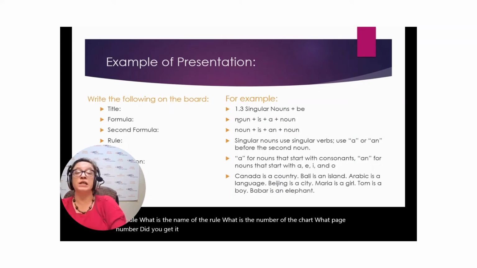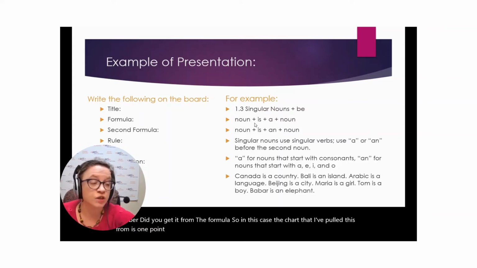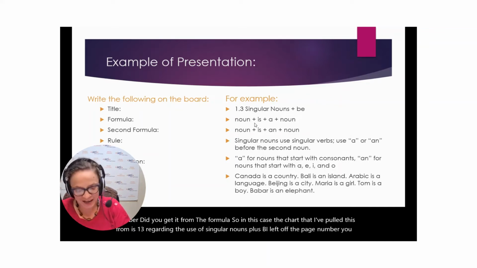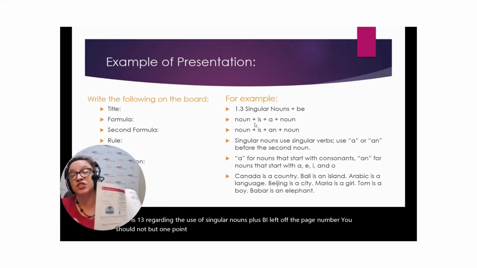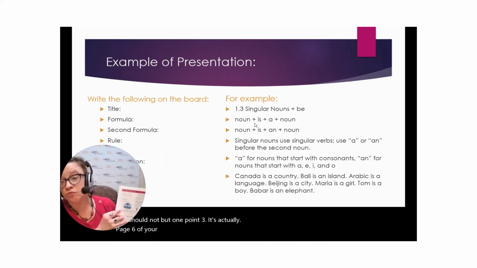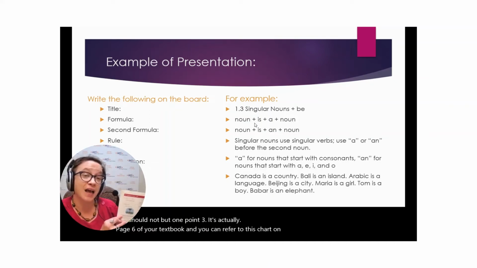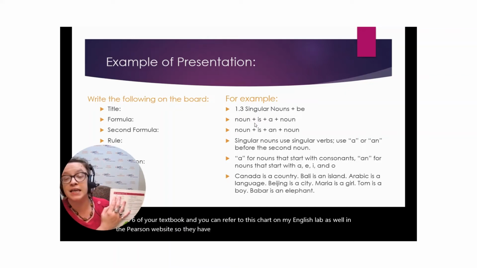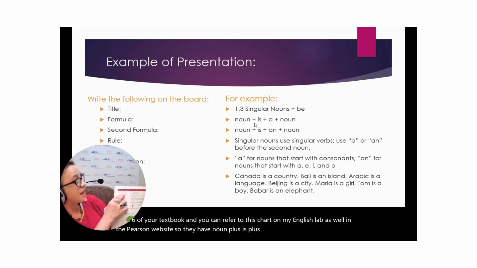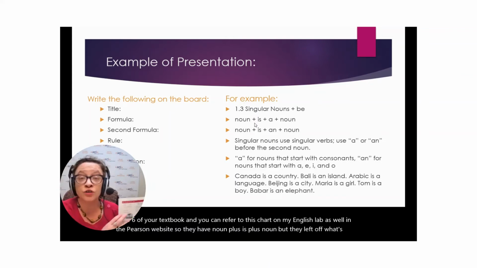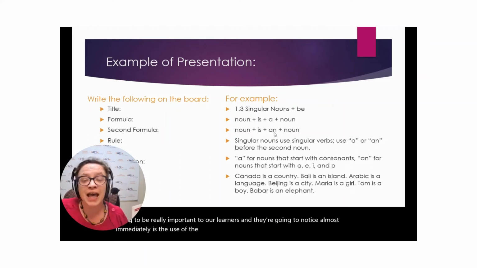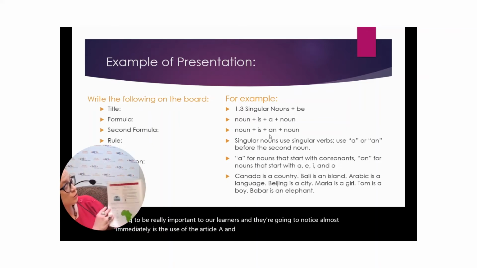The formula. So in this case, the chart that I've pulled this from is 1.3 regarding the use of singular nouns plus be. I left off the page number. You should not. But 1.3 is actually on page 6 of your textbook, and you can refer to this chart on My English Lab as well in the Pearson website. So they have noun plus is plus noun, but they left off what's going to be really important to our learners, and they're going to notice almost immediately: the use of the articles a and an. That's what they're trying to elicit in this lesson.